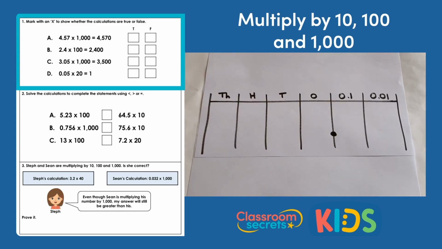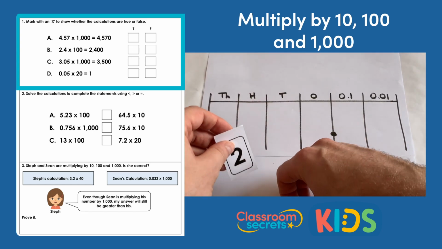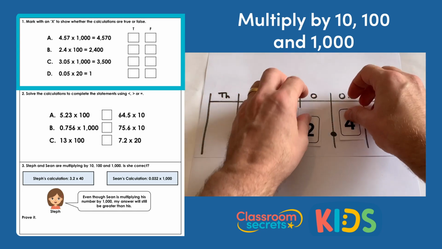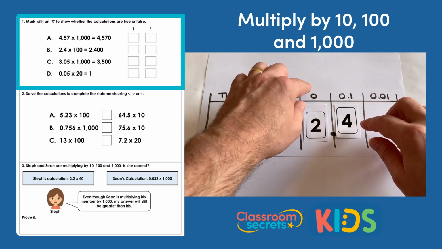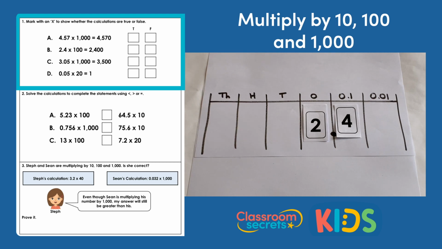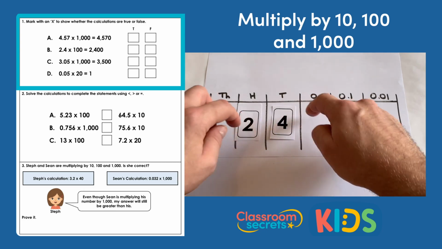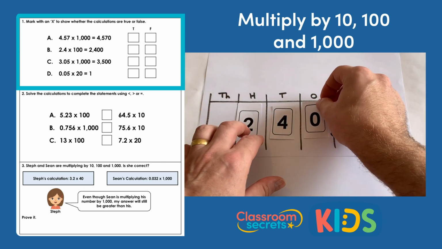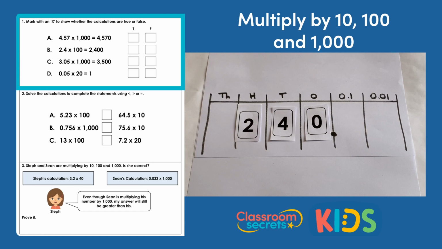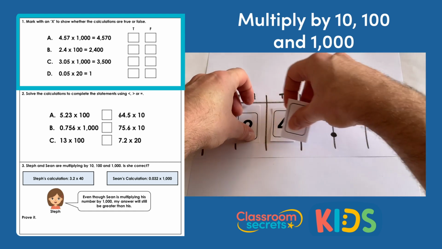So B is 2.4 multiplied by 100. So I've got 2.4, 2 in the ones and 4 in the tenths. I'll multiply this by 100, so we're going to move to the left 2 columns. 1, 2. We haven't got any ones, so we need to put 0 in as a placeholder to show we haven't got any ones. And that makes 240. Now, the calculation says 2.4 multiplied by 100 is 2,400, so that is false.